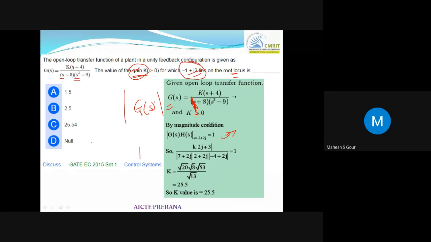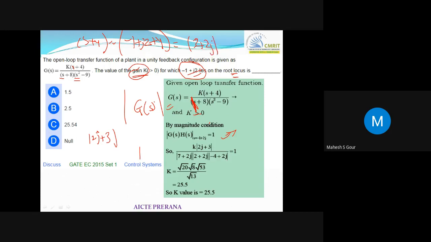Okay, and one more thing. How will you take the magnitude of this, 2j plus 3? This is a complex number. They are given -1 plus 2j. When you substitute, you will get it like this. For s plus 4, if I substitute, I'll get -1 plus j2 plus 4, right? So when I solve, I'll get 3 plus 2j.